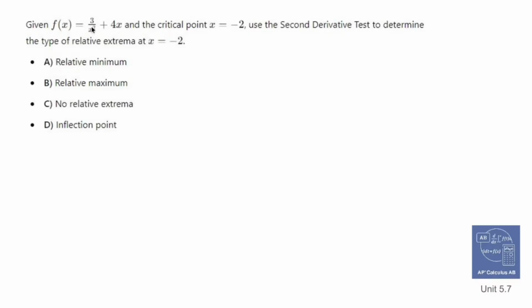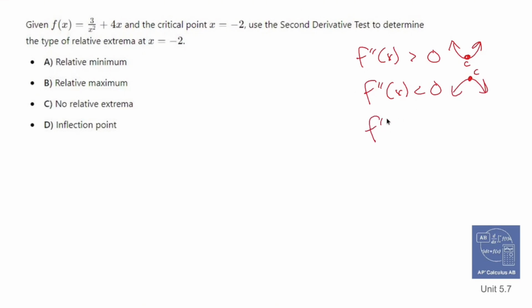Given f of x equals 3 over x squared plus 4x and the critical point x equals negative 2, use the second derivative test to determine the type of relative extrema at x equals negative 2. Well, what I know about the second derivative is that if it's positive, it's concave up. So at some point c, if I plug it in, that's going to give me a relative minimum. If I have something that's negative, it's concave down, which means at some point c, it's going to be a maximum. If my second derivative is 0, well, that's an inflection point. It's neither of them. So let's take a look at this guy, and let me rewrite it in a much friendlier way so I can just do power rule.